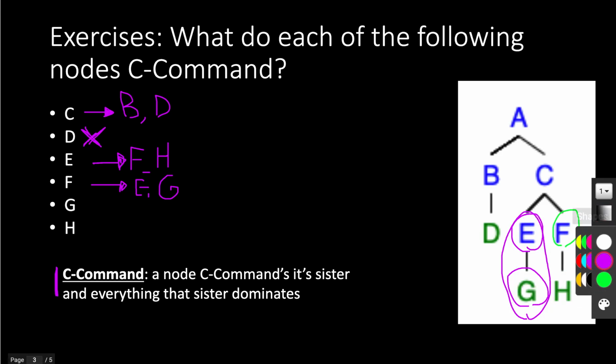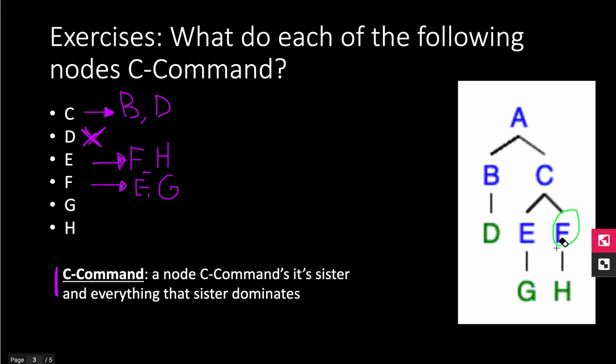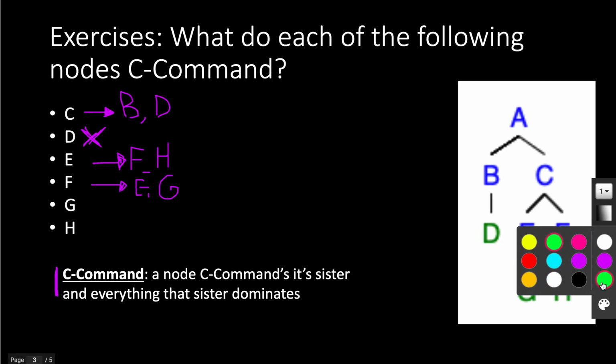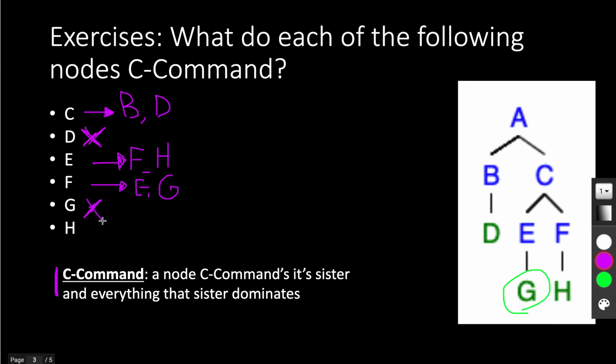And now we want to know what G C commands. And again, does G have any sisters? Does G have any sisters? And right, the answer is no. E is its mother, and E has no other daughters. So it doesn't C command anything.